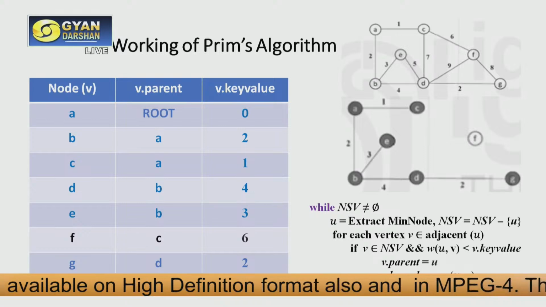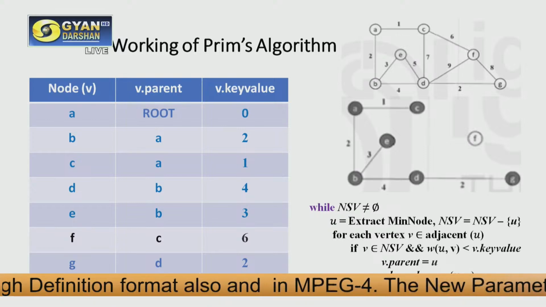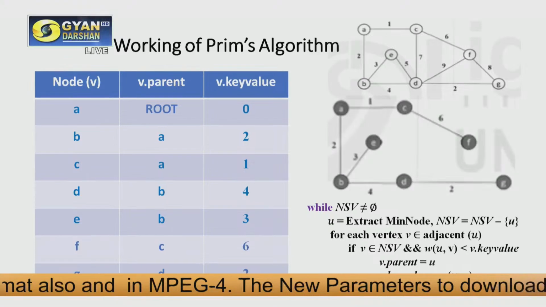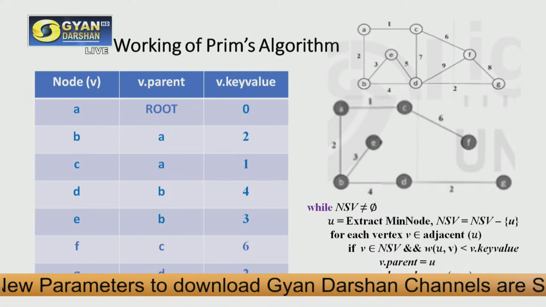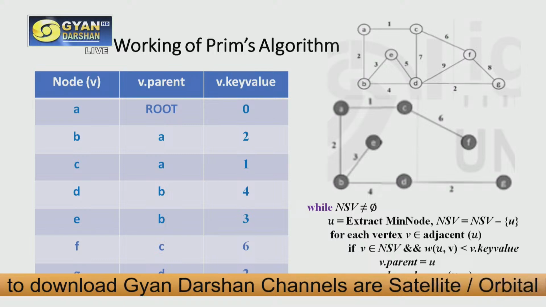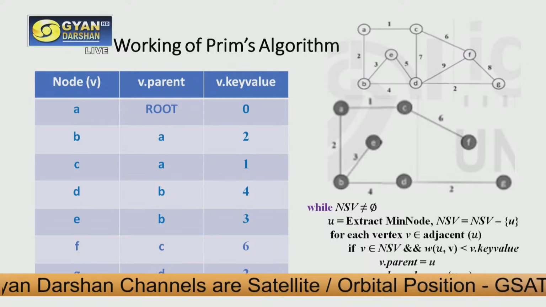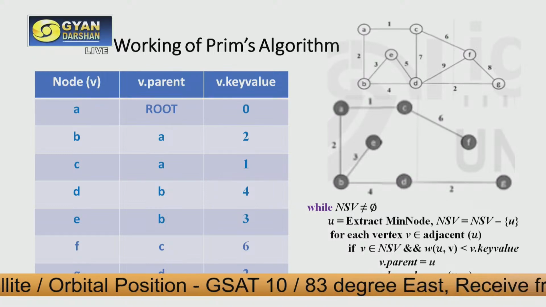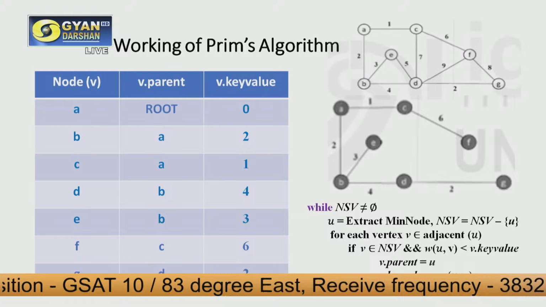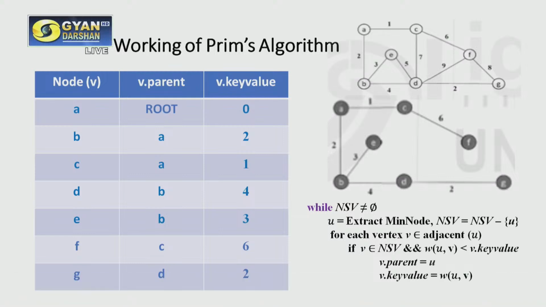And finally we will insert an edge from C to F. So this way Prim's algorithm works, and this is the minimum spanning tree. Here in this slide we can see that the cost of the minimum spanning tree is 1 plus 2 plus 3 plus 4 plus 2 plus 6, that is 3, 3, 6, 10, 16, or total 18. So 18 is the total cost, the total weight of the minimum spanning tree.